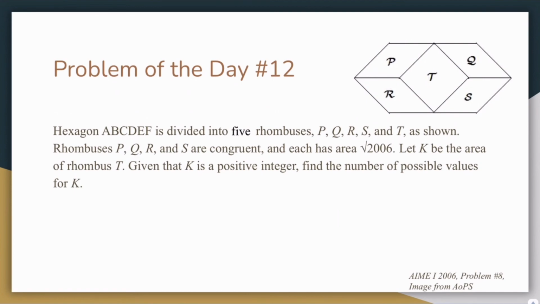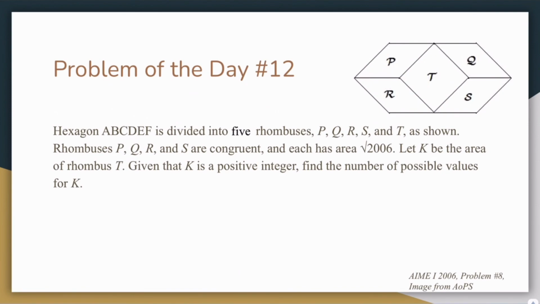The final problem is problem number 8 of the 2006 AMC 12. Hexagon ABCDEF is divided into 5 rhombuses, P, Q, R, S, and T as shown. Rhombuses P, Q, R, and S are congruent, and each has area square root of 2006. Let K be the area of rhombus T. Given that K is a positive integer, find the number of possible values for K.